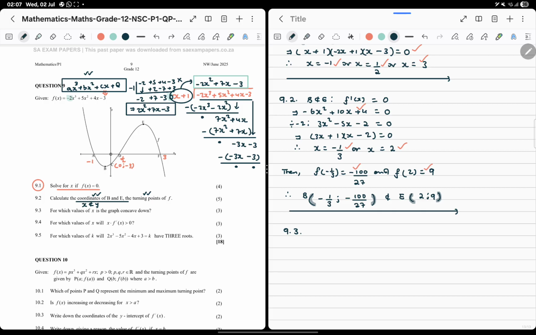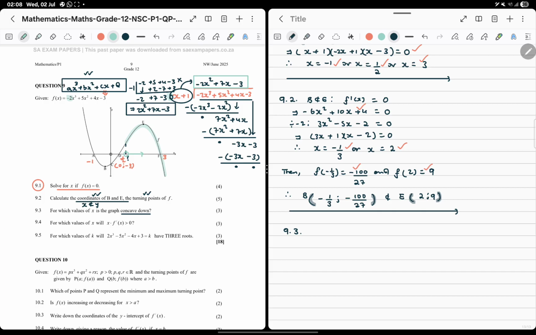Okay, 9.3 says we need, okay, for which values of x is the graph concave down? Now the concavity, we can say, well, what about here? Perhaps it changes there, the concavity. So what is this x value? Because we can say from here going this way, it's certainly concave down. So we just want the x value there so that we can take that x value and say we're going in this direction.